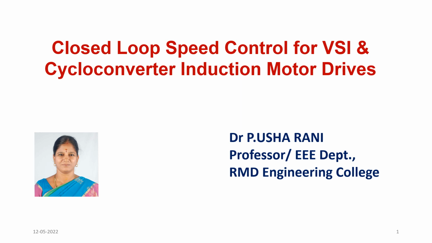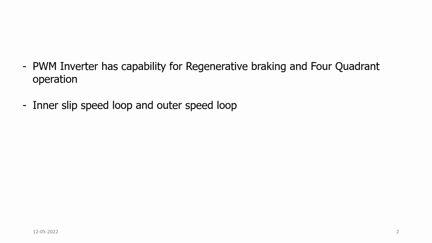I am going to handle a topic on closed loop speed control for VSI as well as cycloconverter induction motor drives. The PWM inverter has the capability for regenerative braking as well as 4-quadrant operation. And for closed loop control, there is always an outer speed control loop and an inner current control loop. For the induction motor, slip is used as an inner slip speed loop.